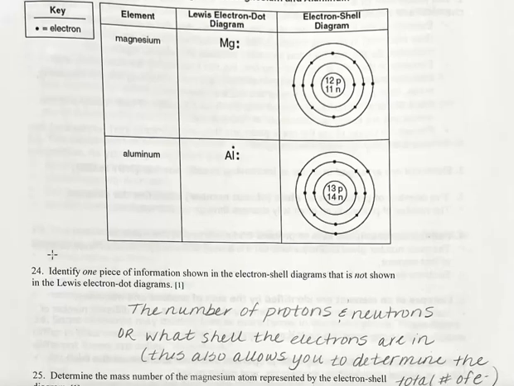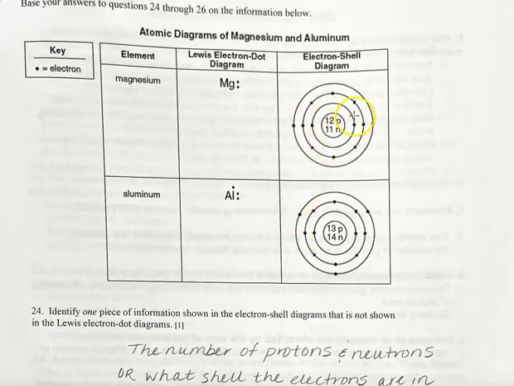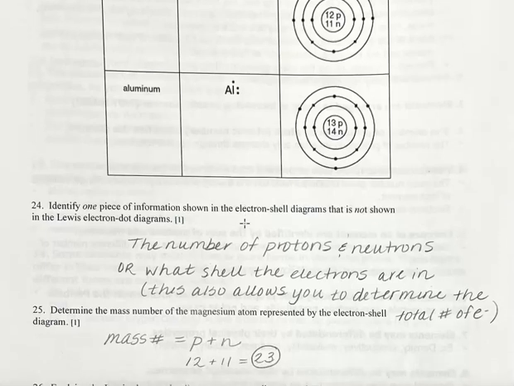It says identify one piece of information shown in the electron shell diagram that is not shown in the Lewis electron dot diagram. Well, the most obvious is that the Lewis diagram only shows valence electrons, where the electron shell diagram shows all of the electrons. Also, the electron shell diagram shows the protons and the neutrons, whereas the Lewis does not.